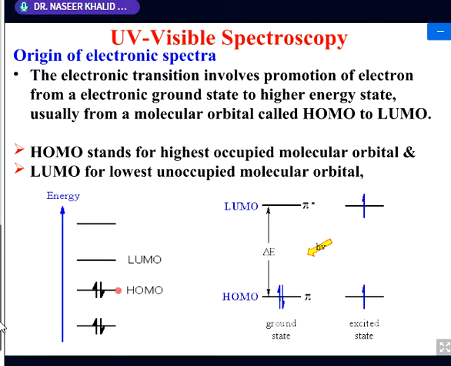Okay, so we can say safely that the UV-visible spectrum will be observed when the electron jumps from the HOMO orbital to the LUMO orbital, meaning from a low energy level to a high energy level. Yes. Now, in words, the electronic transition involves the promotion of an electron from the ground state to a higher energy level, and usually from HOMO to LUMO, a molecular orbital.